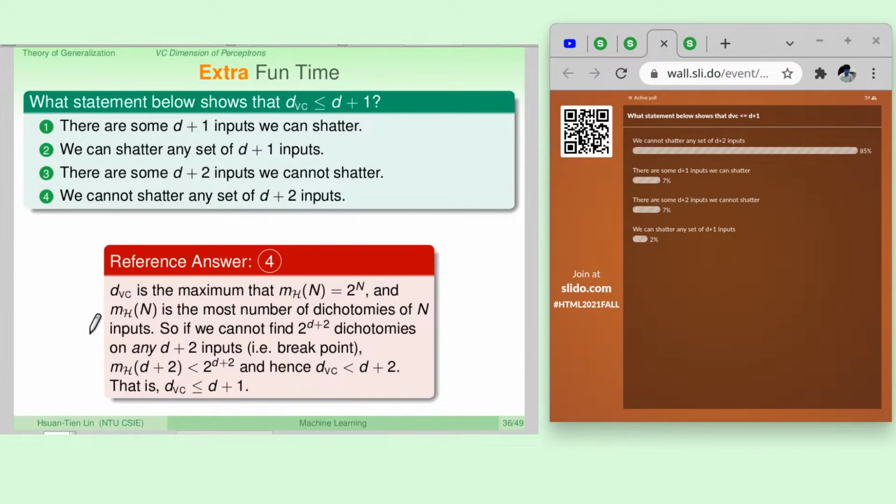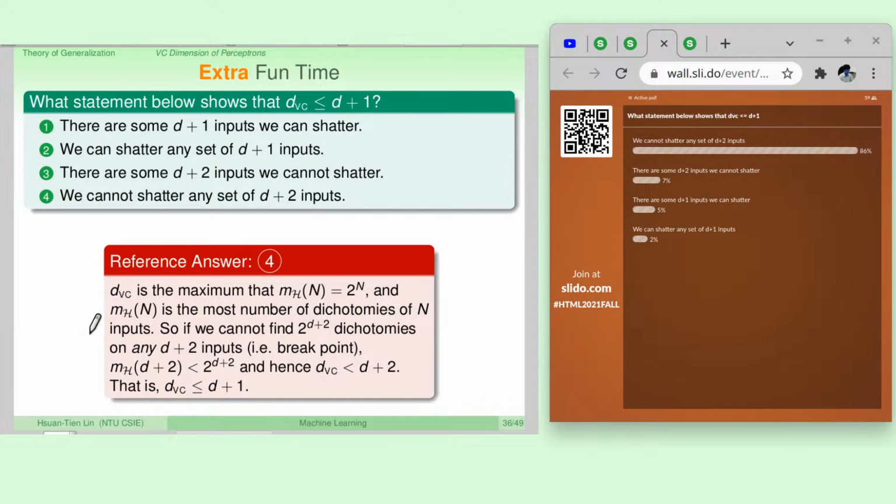And there are some confusions about whether this should be mixed with D plus 1 inputs that we can shatter. Well, if we're just talking about upper bound, no. When we say we can shatter something, it pushes the lower bound. It tells us that we need to move to a bigger number for VC dimension. While if we are talking about an upper bound, VC dimension is smaller than or equal to something, then we may need to move to the case where we're discussing what we cannot shatter.